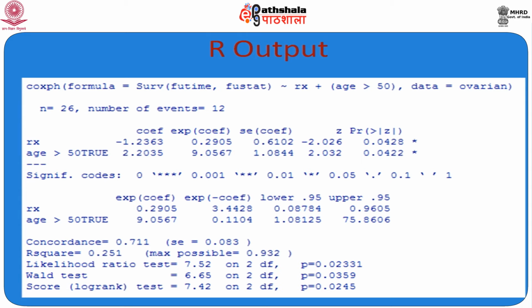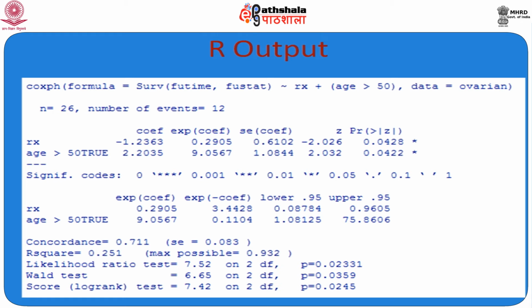Here the Wald test is giving a value of 6.65, and the log likelihood ratio test is coming with 7.52 with 2 degrees of freedom. The p value for the likelihood ratio test is 0.02331, the Wald test is 6.6 with 2 degrees of freedom and p value 0.0359, and the score log rank test is coming 7.42 with 2 degrees of freedom and p value 0.024. So it's giving us the complete result as well as the confidence interval for the odds, which is coming 1.08 to 75.86.